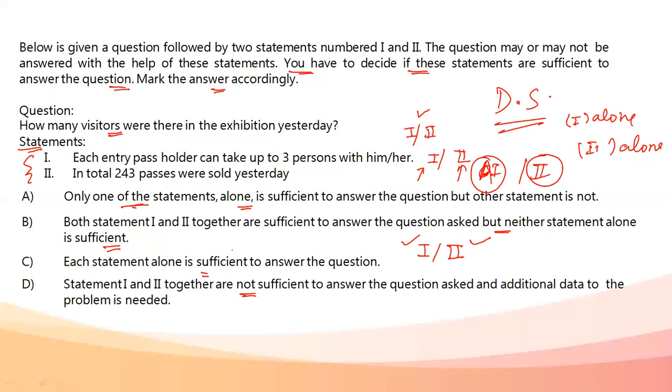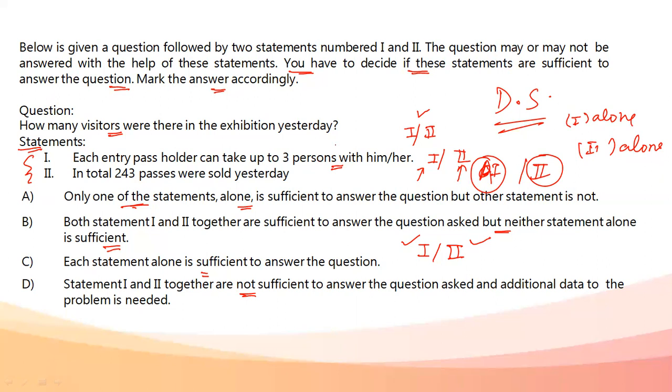Okay, now how many visitors were there in the exhibition yesterday? I need to find how many visitors were there in the exhibition yesterday. First statement: every entry pass holder can take up to three persons with him. So if you have an entry pass, you can take up to three people with you. This is given to me with the first statement.